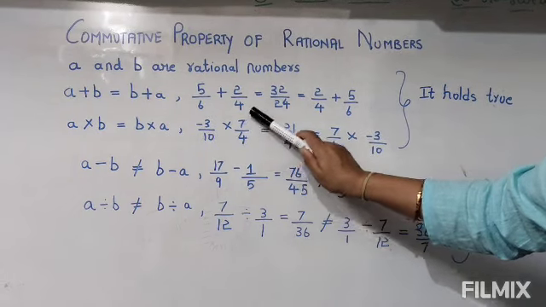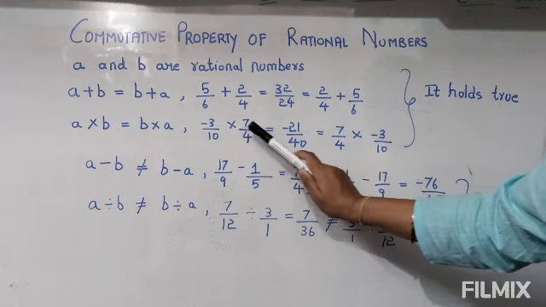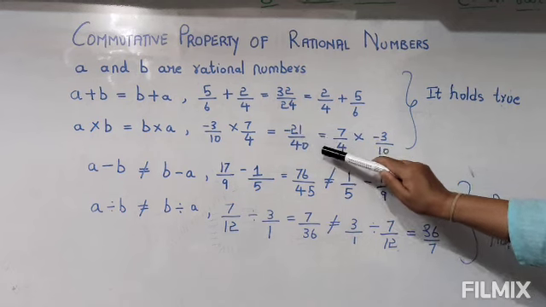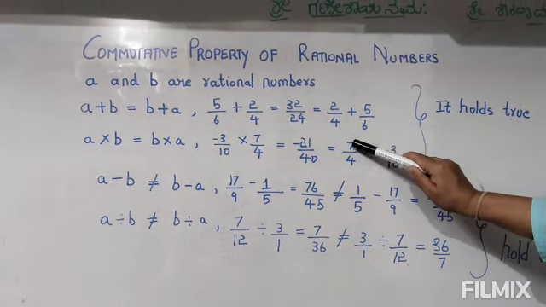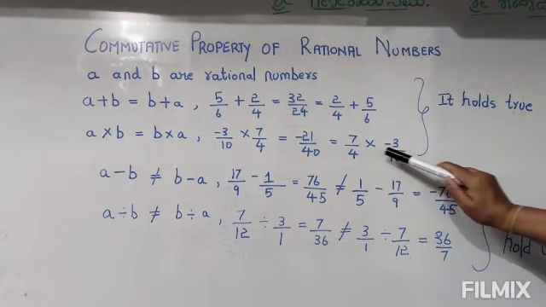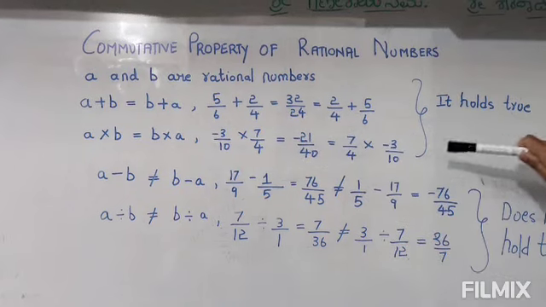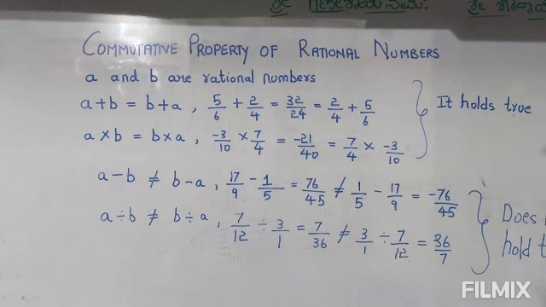Minus 3 by 10 into 7 by 4. 3 7s are 21, 10 4s are 40. Minus into plus is minus, which is equal to 7 by 4 into minus 3 by 10. 7 3s are 21, 4 10s are 40. Plus into minus is again minus. Therefore, this also holds true for commutative property of multiplication.